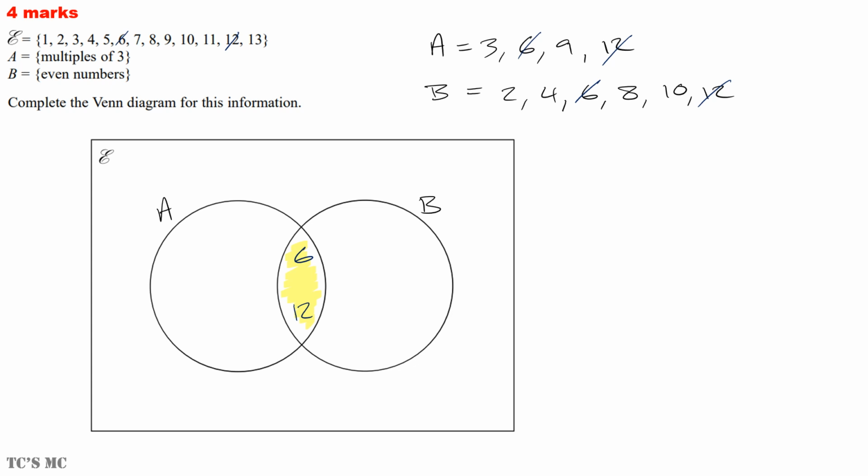Now I'm going to focus on set A. So we have 3 and 9. Now I have my third mark. Now I can focus on set B. Always make sure to cross out from all lists.